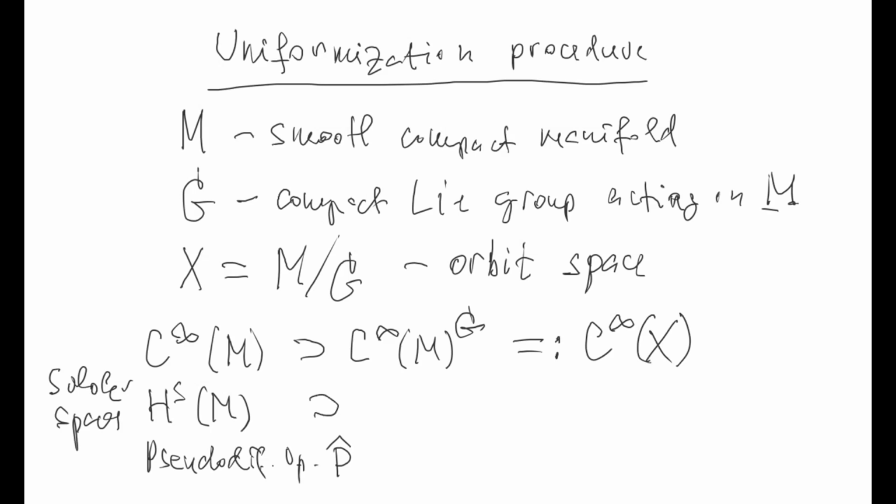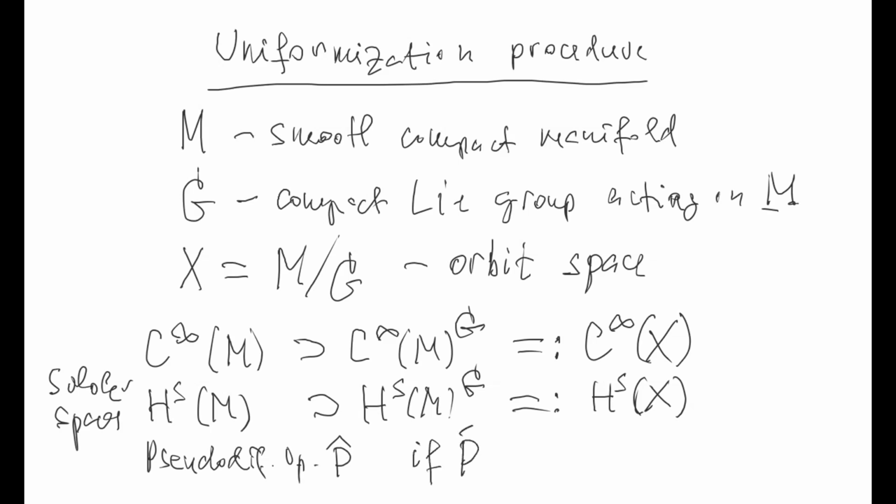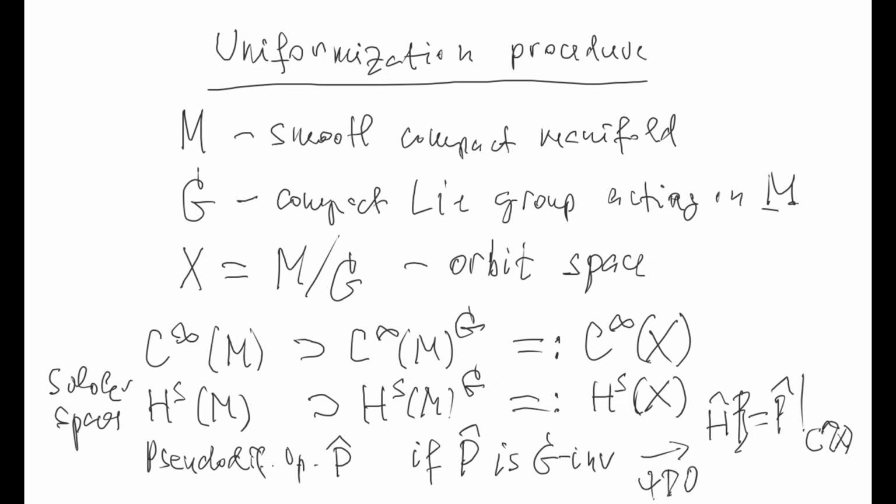In a similar fashion, we have here HS of M G, the subspace of invariant functions in the Sobolev space, and we declare it to be the HS of X in a very natural way. And if we have some pseudo-differential operator P hat, which is G invariant, that is, commutes with the action of G, then we get some operator H equal to P, say, restricted to C infinity of X. And this will be interpreted as a pseudo-differential operator on X.